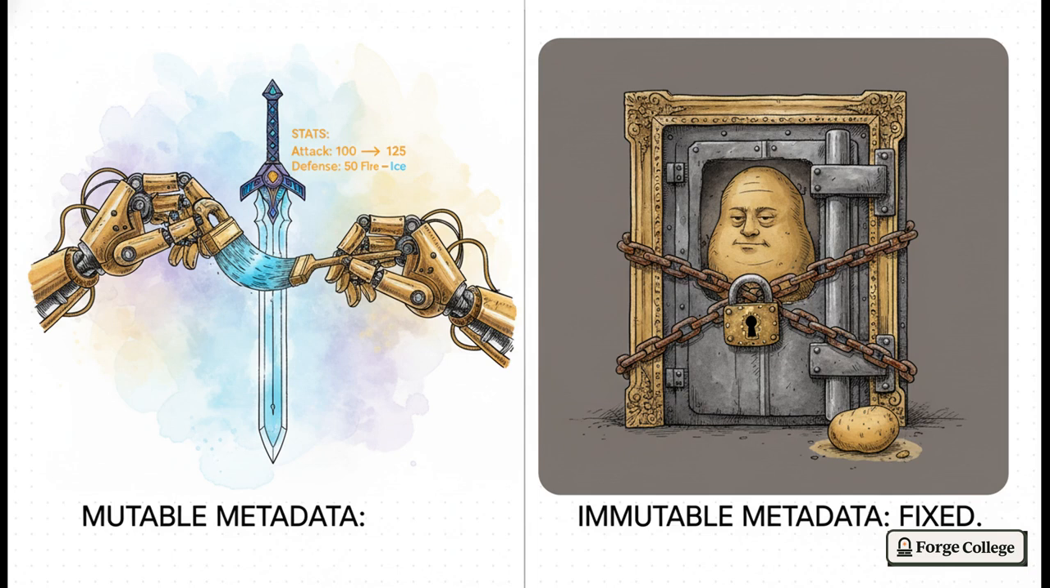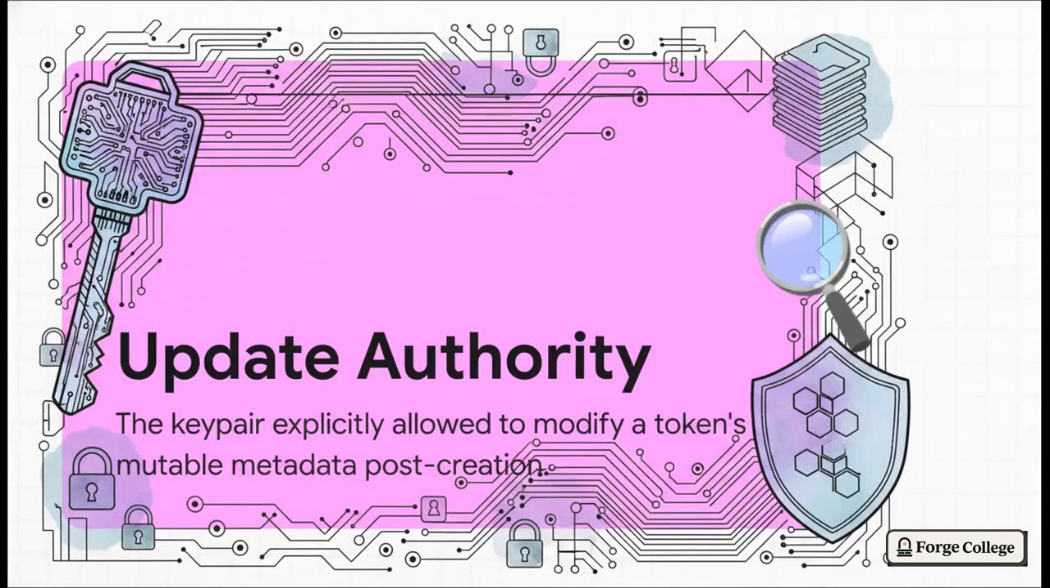On the flip side, immutable metadata creates a permanent, fixed on-chain pointer. Marketplaces and collectors absolutely love immutable metadata. Why? Because it guarantees the creator can't just suddenly swap out the Mona Lisa for a picture of a potato after they've made the sale. So the crucial point is this: if you do choose mutability, who actually gets to make those changes?